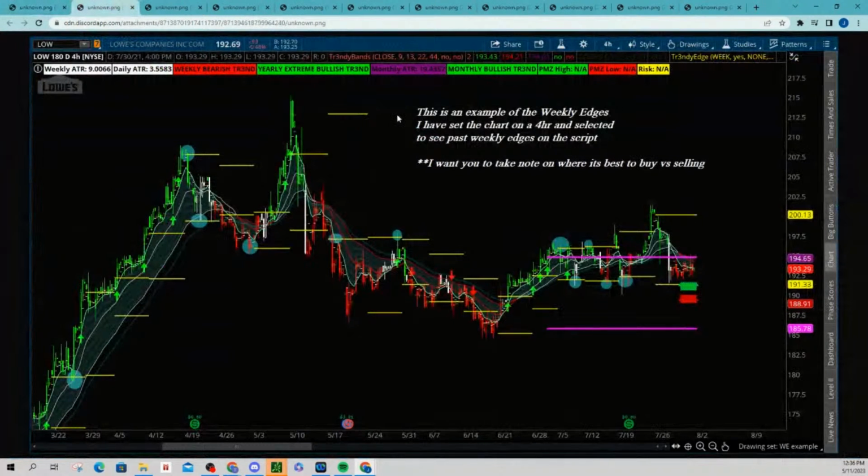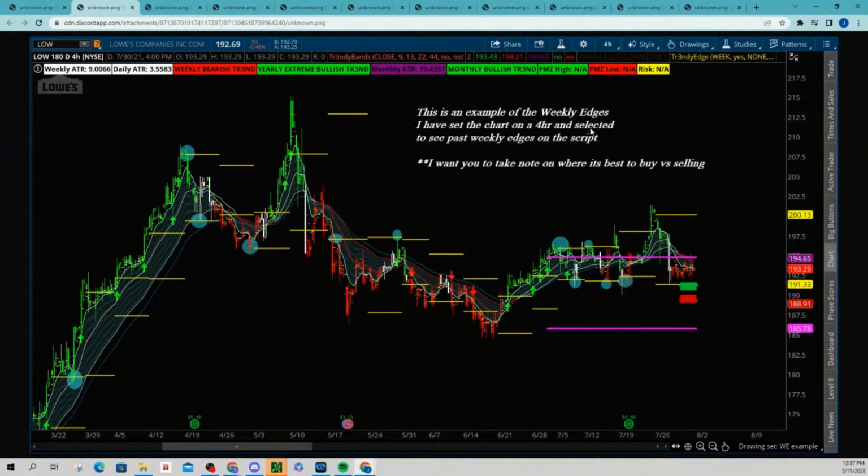Next, let's talk about the weekly edges. You'll notice on my charts that you don't see all of these different lines, and I do that because I don't want so much noise on my chart. But the cool thing is that you can go back and back test and see the value of the levels. This is an example of the weekly edges.